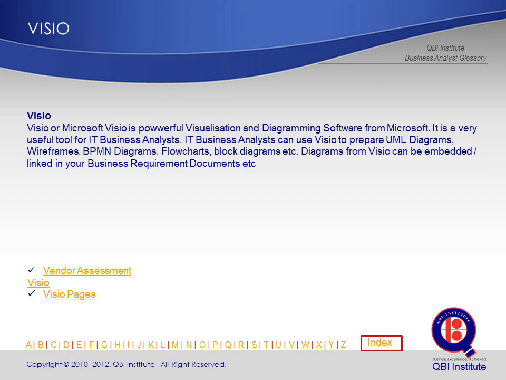Visio or Microsoft Visio is powerful visualization and diagramming software from Microsoft. It is a very useful tool for IT business analysts. IT business analysts can use Visio to prepare UML diagrams, wireframes, BPMN diagrams, flowcharts, block diagrams, etc. Diagrams from Visio can be embedded or linked in your business requirement documents, etc.